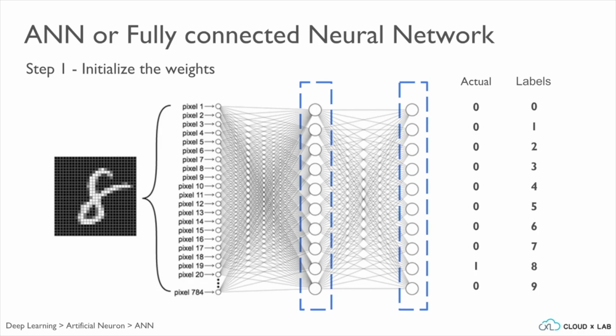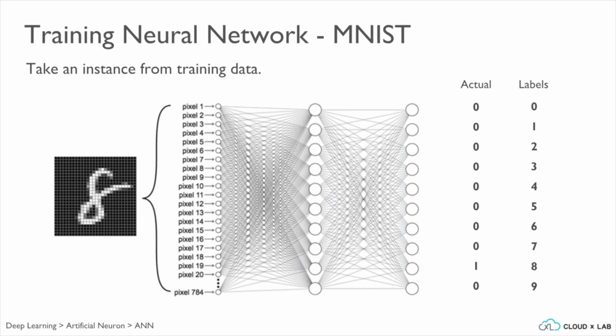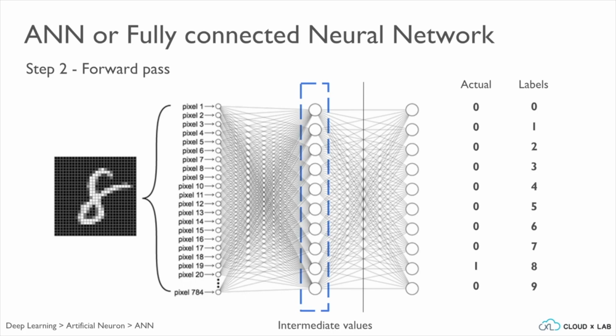Just like the earlier example with two neurons, we initialize the weights and the biases of all the neurons in all layers. As a first step, we take the first instance and then feed the inputs, the pixel values, to the 784 input neurons. The expected output, that is the actual probability of the drawing of digit 8, is 1, while that of other digits is 0. We calculate the intermediate values or probabilities at the second layer based on the weights assigned to the neurons and the biases.